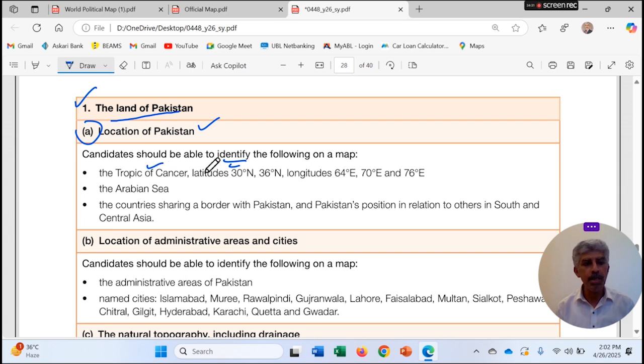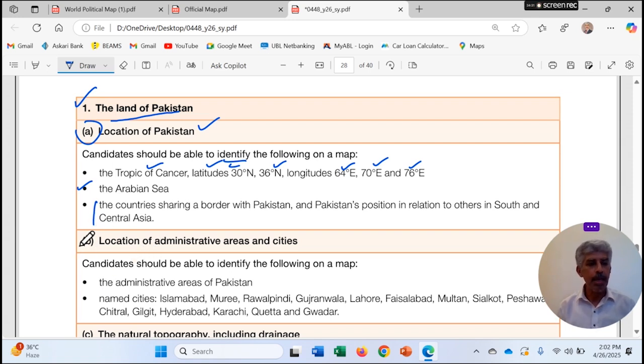the Tropic of Cancer, latitude 30° north, 36° north, longitude 64° east, 70° east, and 76° east. The Arabian Sea, the countries sharing the common border with Pakistan, I mean the neighboring countries of Pakistan, and Pakistan's position in relation to others in South and Central Asia. I mean how important the location of Pakistan is.